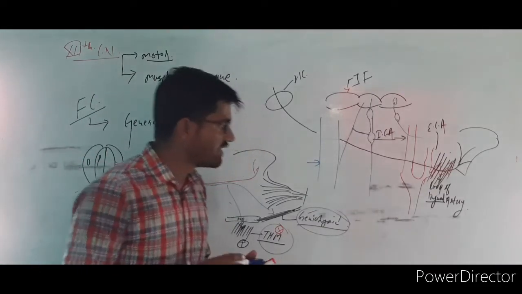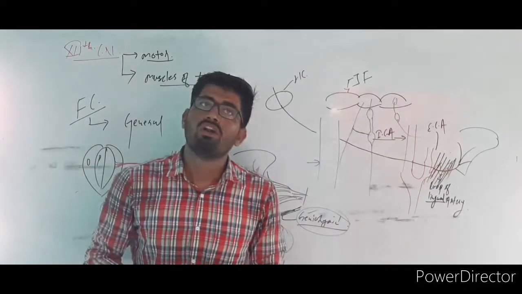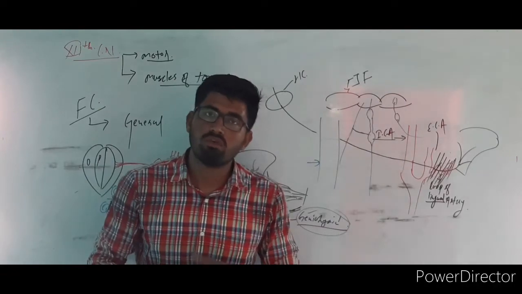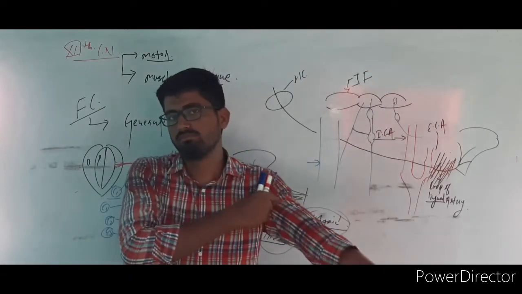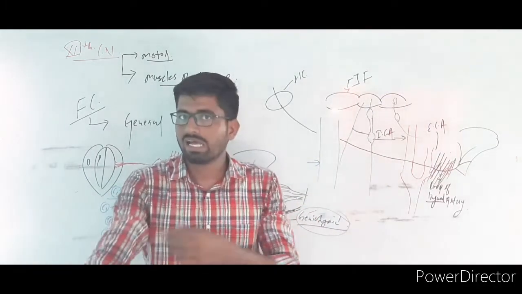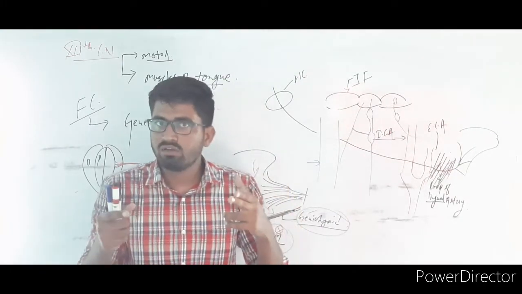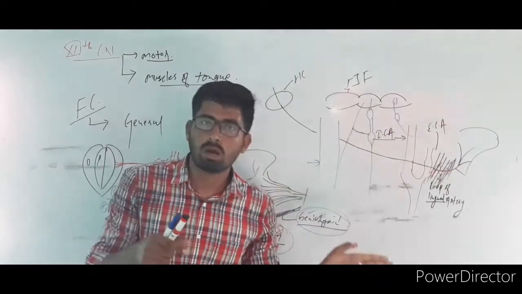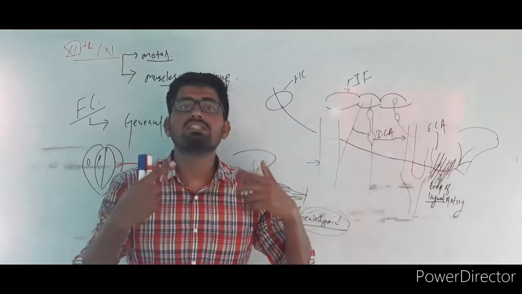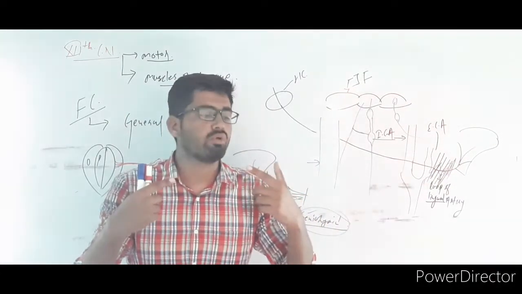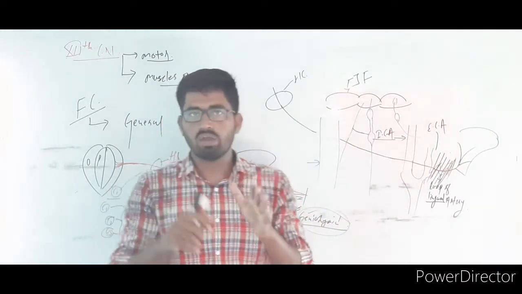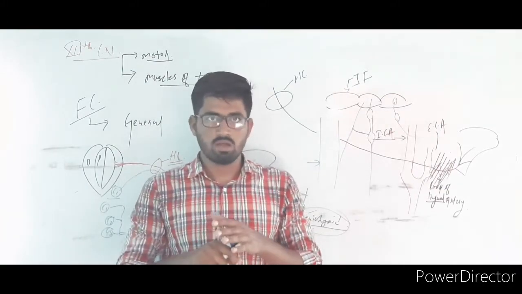Now tell me one thing. If there is a 12th nerve lesion, what will be the symptoms? Is the tongue deviated to the affected side or the opposite side? And does the larynx move to the same side or the opposite side? Okay, let me explain one by one.